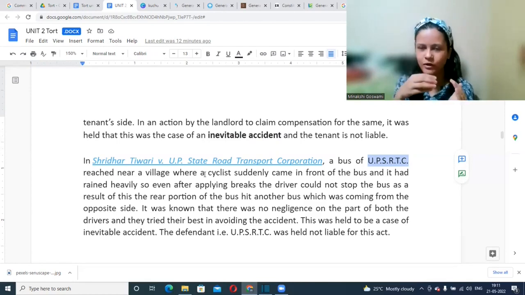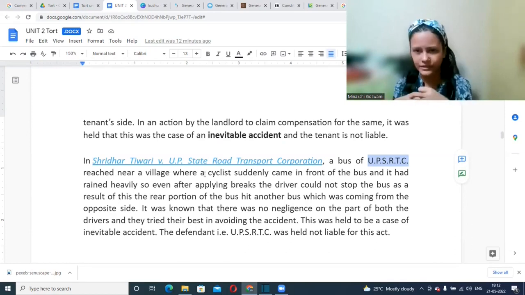There was a bus coming from one side. A cyclist came in front of the bus, and it was heavily raining. Also, the road was not proper. The driver tried to apply the brake, but it somehow did not stop. As a result, the bus hit another bus. There were two buses and one cyclist. In order to save him, two buses hit one another, and this accident took place because the road was not proper. It was raining already, the road was narrow, and all of it happened.